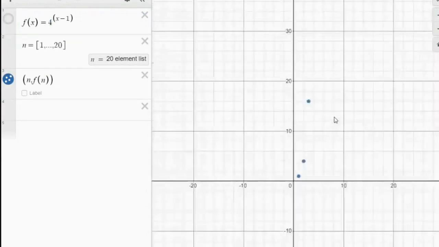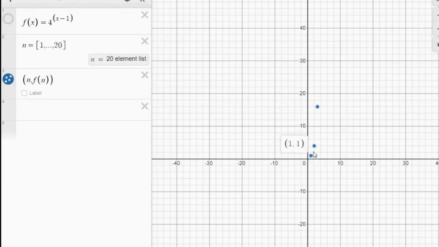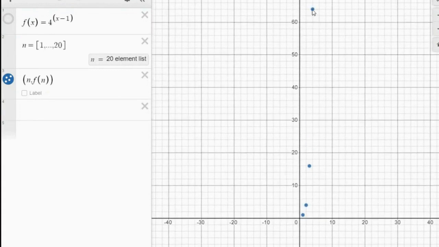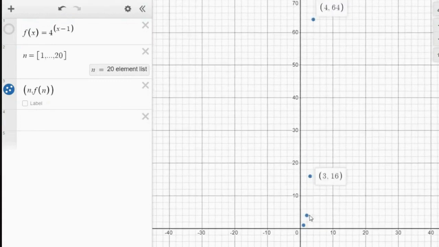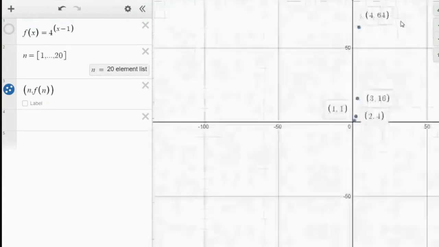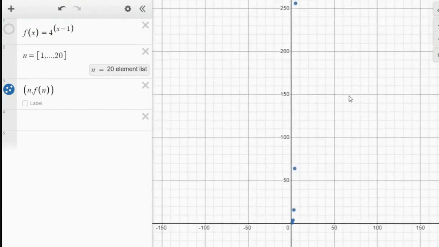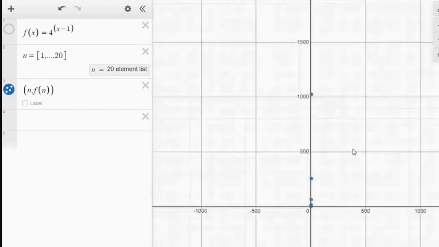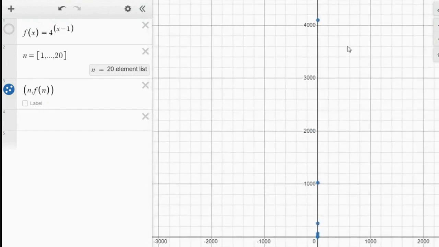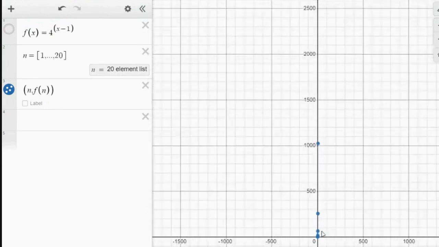Here's that geometric sequence. Starts with 1, goes to 4. The third term is 16. The fourth term is 64. So you can see all the terms. And we did the first 20. So if we keep zooming out, there's going to be a lot more numbers way up higher. They get big really quick. The seventh term is 4,096. It gets big really fast. But we can zoom back in here.